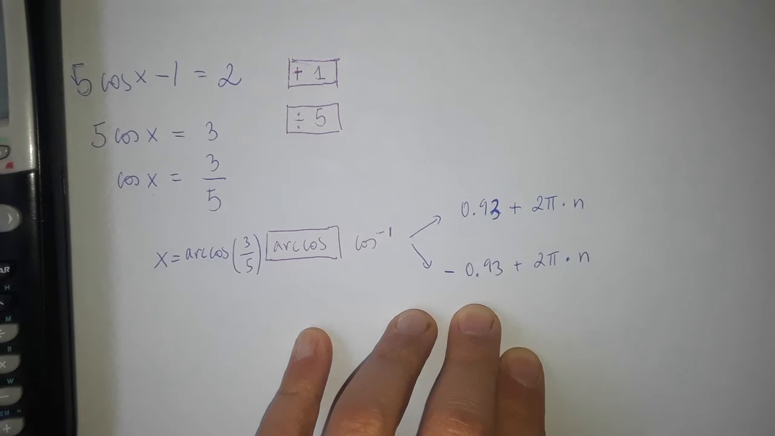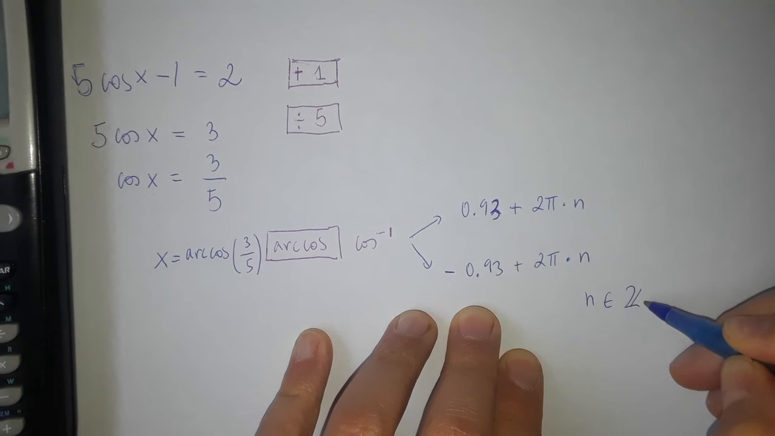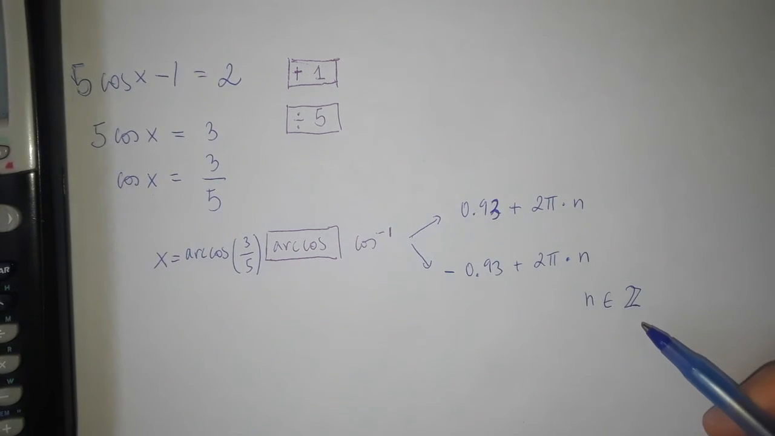So that's it. The only thing we have to make sure we say is that n belongs to the integers, which means it can be a negative whole number, 0, or a positive whole number, like -3, -2, -1, 0, 1, 2, 3, 4, and this just keeps repeating forever. So we have infinitely many solutions. In the next video, we're going to talk about how we can solve this graphically. See you.